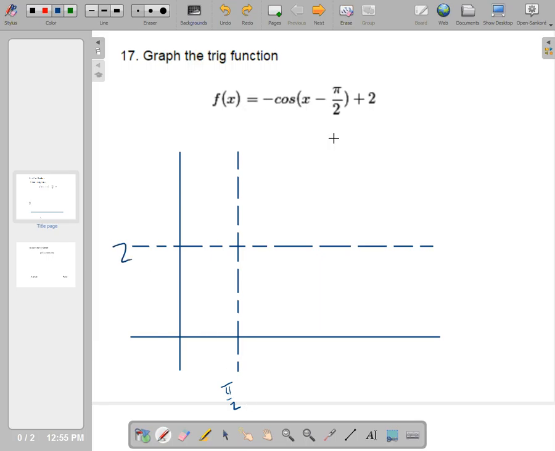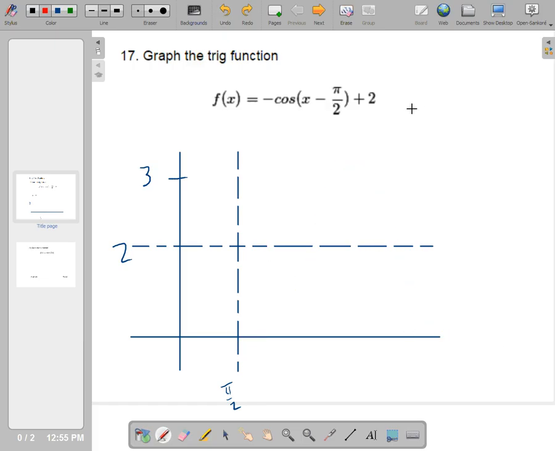Now the other thing we need to talk about is the amplitude, and normally if there's a number out front here, it's going to change the amplitude. So the amplitude in this problem is 1, so I need to go above 1, so that'll be up to 3, and then below 1, that'll be down to 0. So now I can think of what a cosine curve normally looks like. A cosine curve normally looks something like this, if it were the midline, but since it's negative, it's going to look something like this.